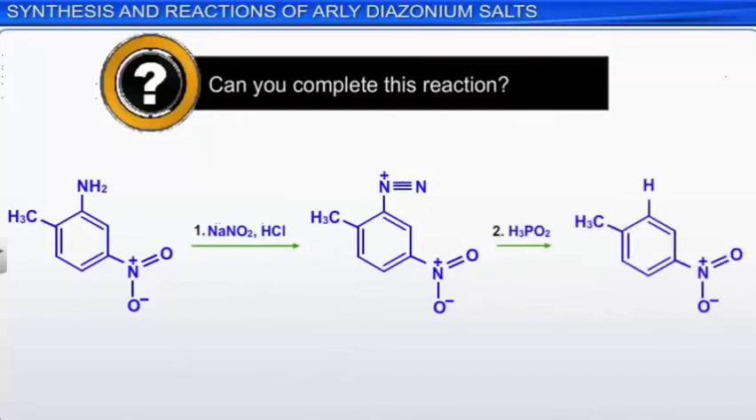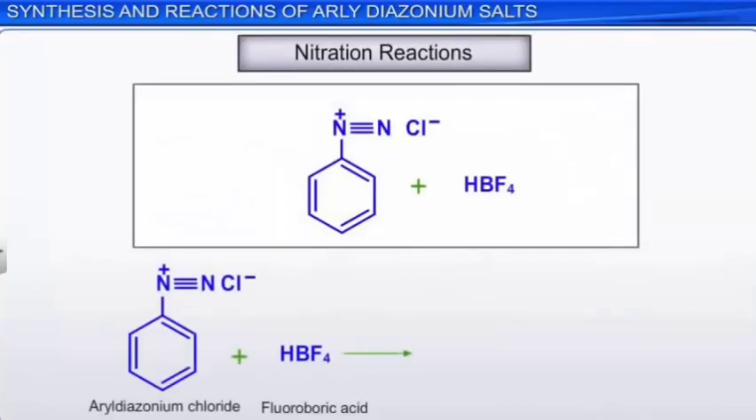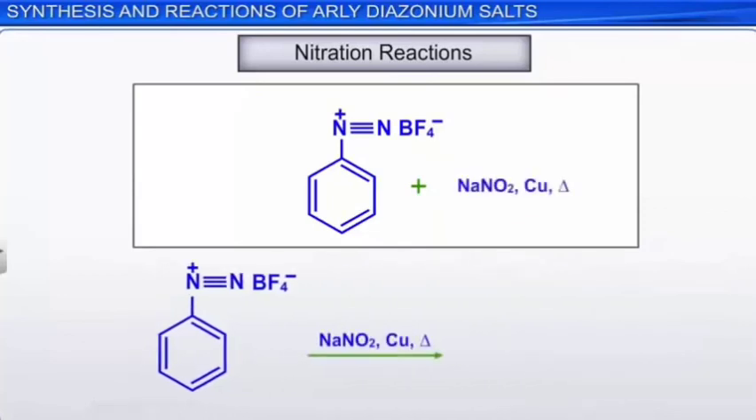Nitration reactions replace the diazonium group by a nitro group. First, prepare diazonium fluoroborate by reacting the aryl diazonium chloride with fluoroboric acid. When the diazonium fluoroborate is heated with aqueous sodium nitrite in the presence of copper, the diazonium group is replaced by a nitro group.